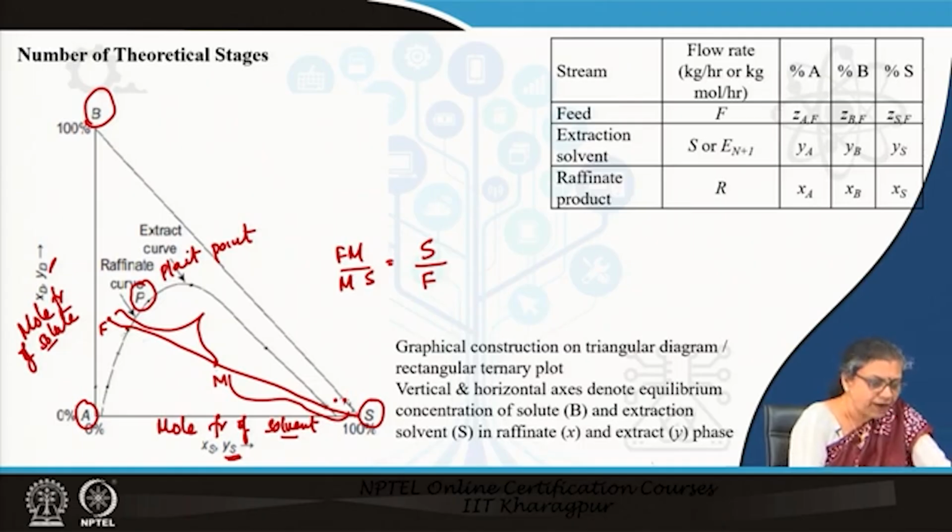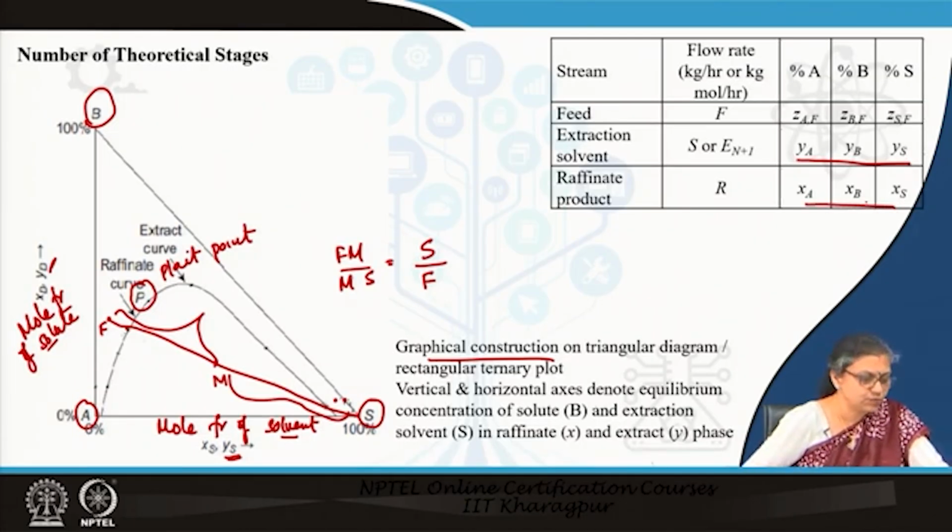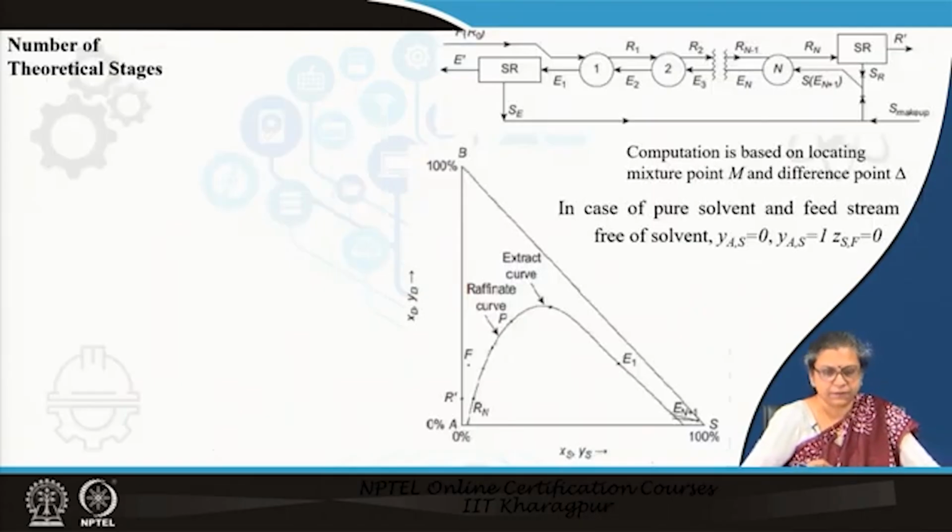Now, finding the number of theoretical stages will be based on the graphical construction which we are going to discuss, and I will be discussing it in a rectangular ternary plot as I have told you, but the same thing is applicable for a triangular diagram as well. This I have already told you. What you need to remember is that all your compositions in the extract solvent are denoted by Y's, and in the raffinate they are denoted by X's. This is what you need to remember in this particular case.